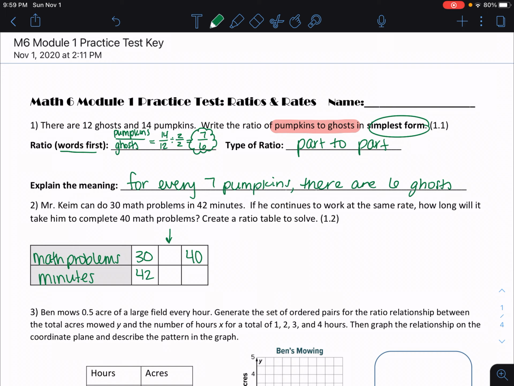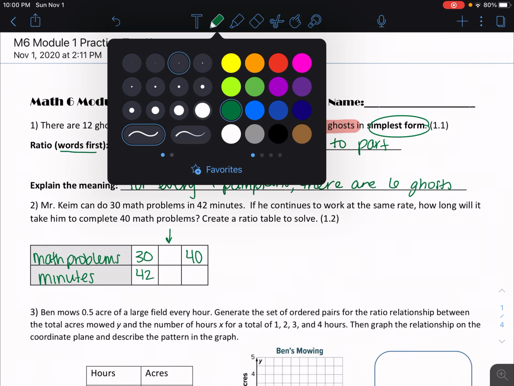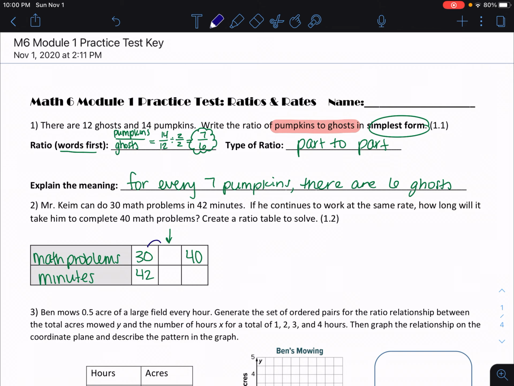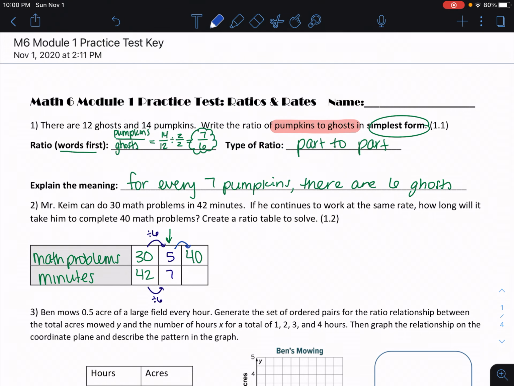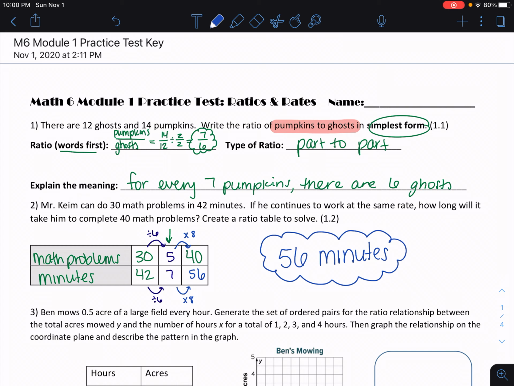So I cannot multiply by something to get me directly from 30 to 40, so I know that I'm going to have to simplify in the middle. 30 and 42 have a 6 in common, so I'm going to divide by 6 in both places. 30 divided by 6 is 5, and 42 divided by 6 is 7. Then I'm going to go from 5 to 40, so I'm going to multiply by 8. And 7 times 8 is 56. So it will take 56 minutes. This was our first experience with ratio tables when we did them in section 1.2.